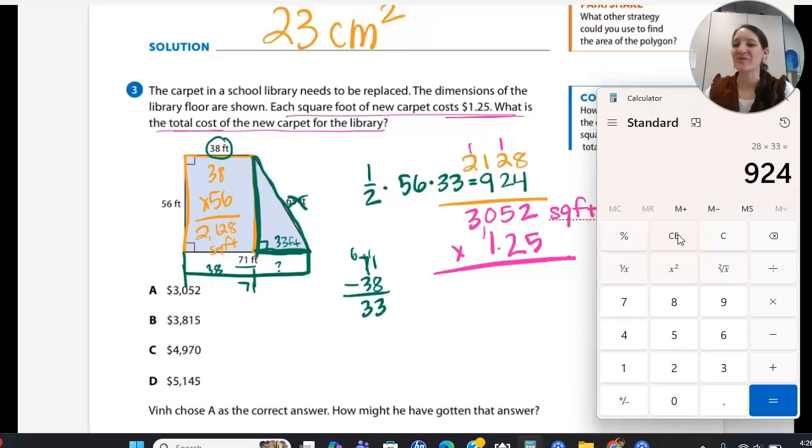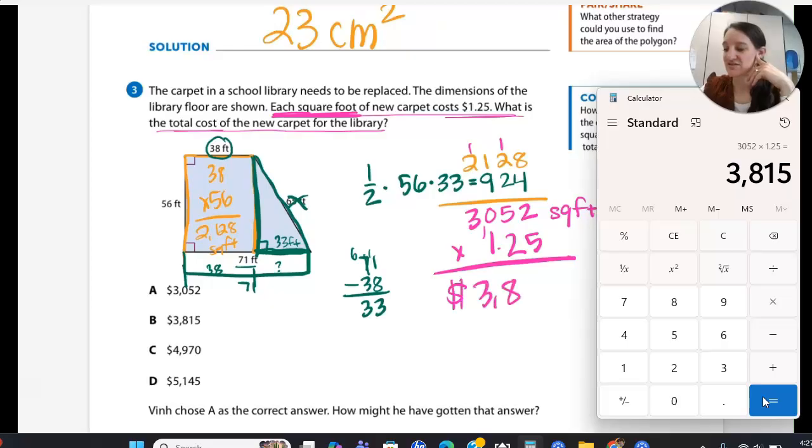I've taught you how to do it. But now that we have a calculator, guess what? All we have to do is go 3,052. And why am I timesing? Because it is each. Every single square foot is going to cost $1.25. So I could go $1.25 plus $1.25 plus $1.25 for all of the 3,052 square feet. Or I can just use a calculator and times it. That's what timesing is. So now I'll do times 1.25, and that gives me 3,815. Boom.